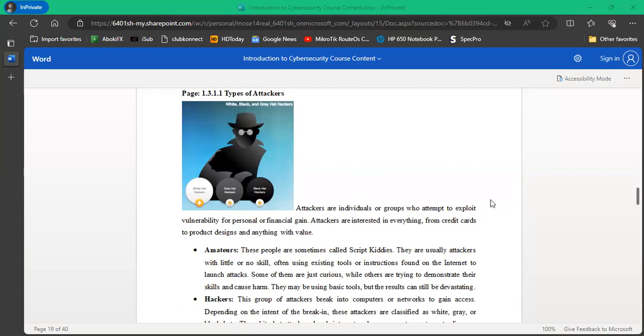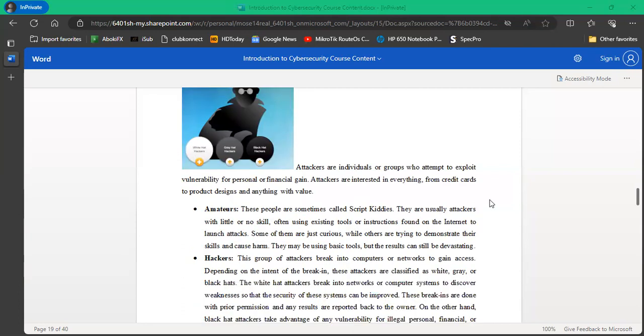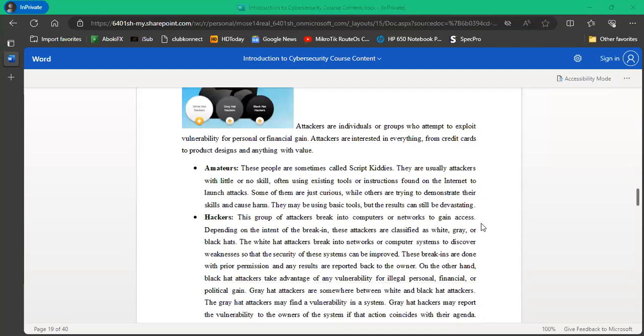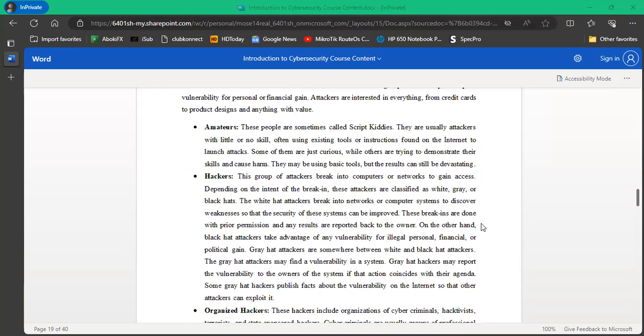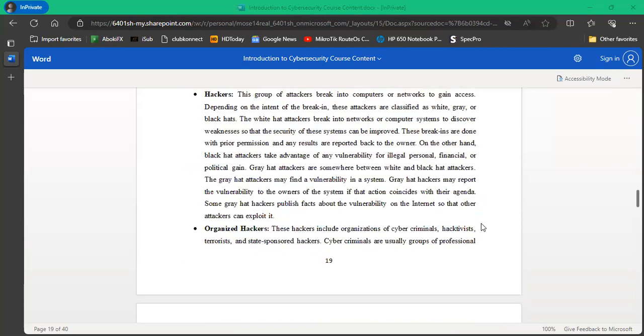So we talk more about that. And I hope we are actually training you to become a white hat hacker, not a black hat hacker. But to become a white hat hacker, you have to think like a black hat hacker so that you can protect your organization. While the gray hat hackers, they are in between. So types of attackers, we have amateurs, hackers, organized hackers.